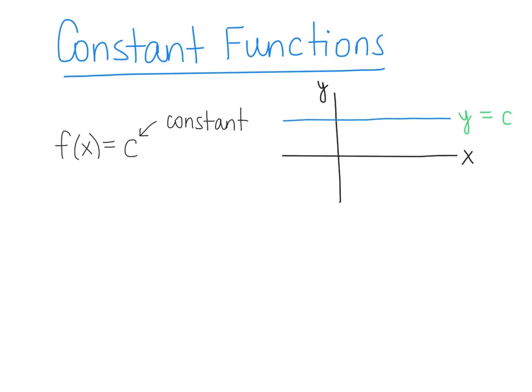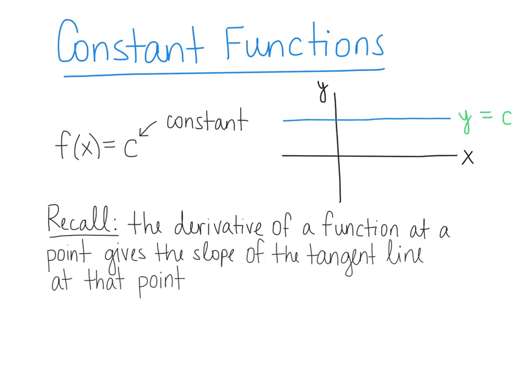On this slide, we'll consider the function f of x equals c, where c is a constant. In this case, the graph of f of x is the horizontal line y equals c. To find the derivative of f of x, we can use the following important feature of the derivative. The derivative of a function at a point gives the slope of the tangent line at that point.